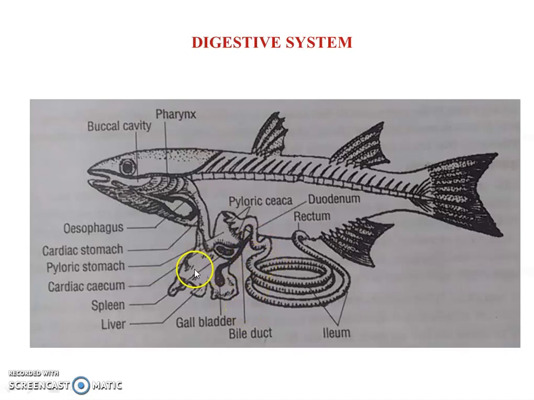So we have three hepatic ducts. These ducts join together to form a common duct. At the same time, from the gallbladder arises a cystic duct. The cystic duct joins with the common hepatic duct to form the bile duct. This bile duct opens into the ileum. So this is how the secretions from the liver reach the intestine, which helps in digestion.